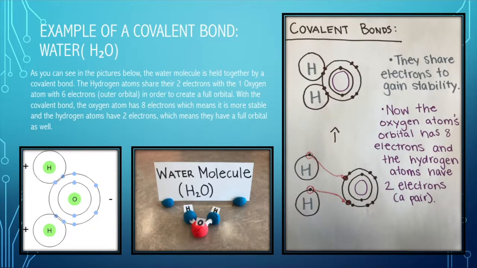An example of a covalent bond that we've had throughout the whole presentation is H2O. As you can see in the pictures below, in order to make a water molecule, you need 2 hydrogen atoms and 1 oxygen. That means that the 2 hydrogen atoms share their electrons with the oxygen atom, which only needs 2 electrons to complete its outer shell. When they share, now all of the atoms have a full outer orbital.